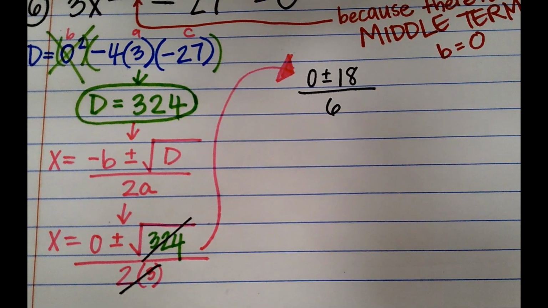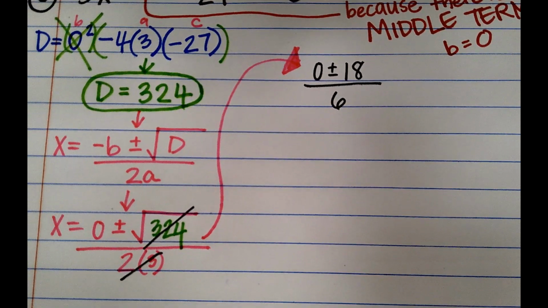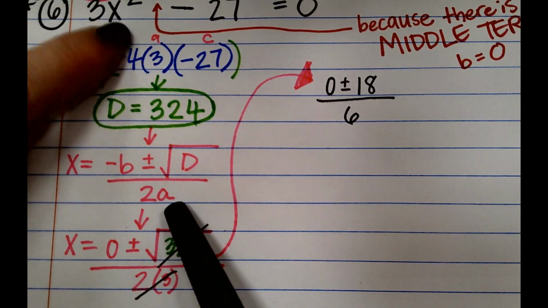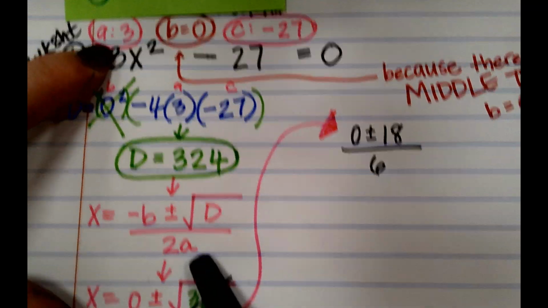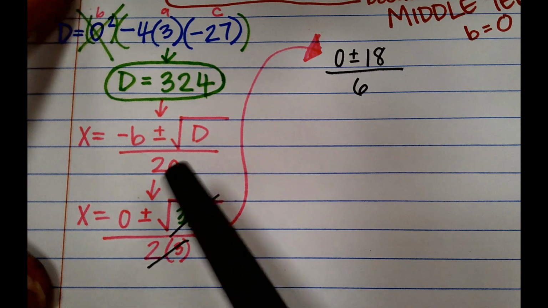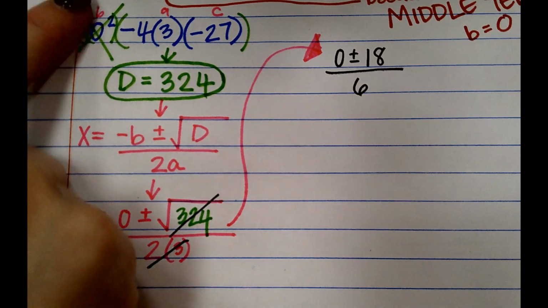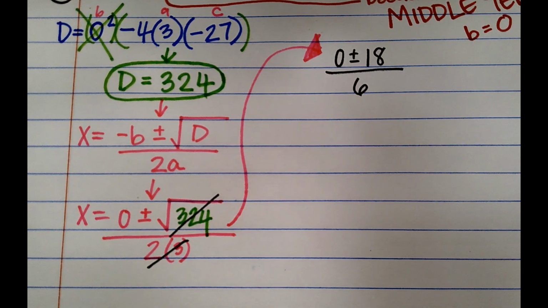So where the 3 comes from, Angel, is your a. Yes, a is 3. 2 times a, a is 3, so we just plugged in 3 for a. Yes. We're always going to use a, b, and c from the original problem. So now we do 0 plus 18 over 6.